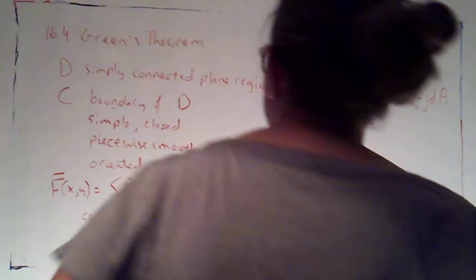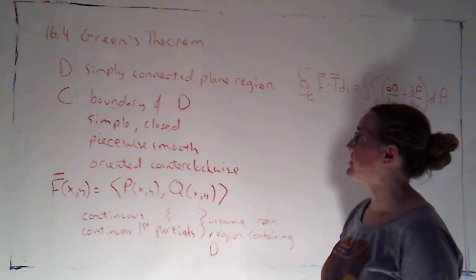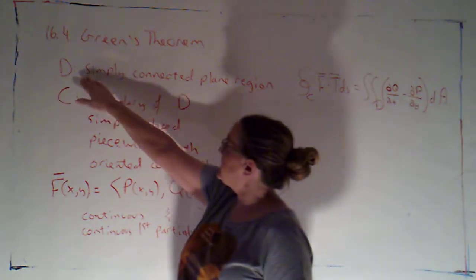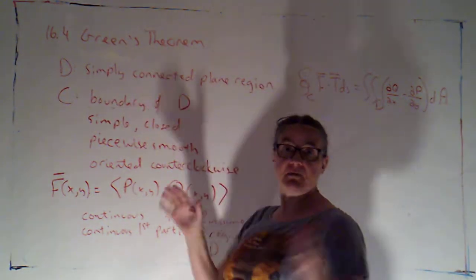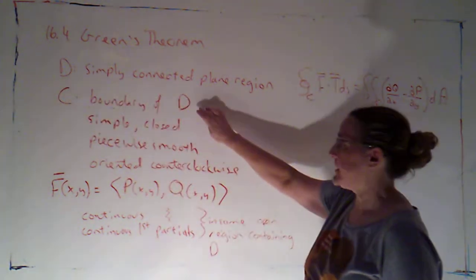Right, we're heading back to do 16.4, which we temporarily skipped earlier in the semester. So we're going to be working in two space now. We're going to have D as a simply connected plane region. Remember, simply connected just means there are no holes in it. Okay. C is going to be the boundary of D.